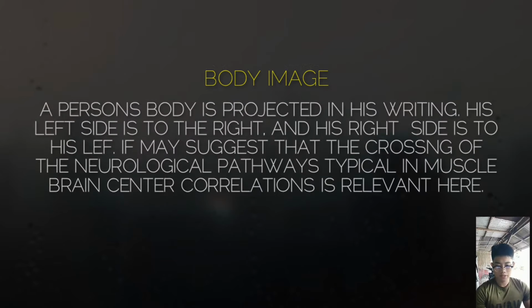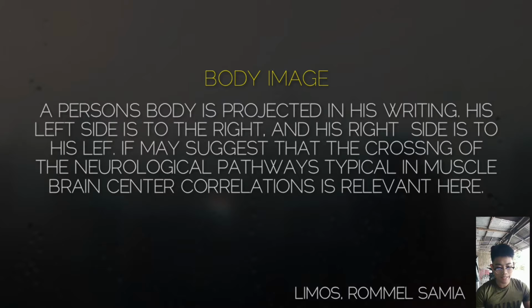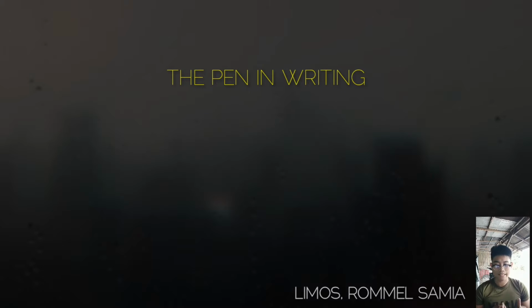A person's body is projected in his writing. His left side is the right, and his right side is the left. It may suggest that the crossing of the neurological pathway is typically in muscles, brain, center, correlational relevant here. So yun, sabi dito, ang katawan ng isang tao, yun ang ginagamit natin sa pagsulat. Then, meron tayong neurological pathways na siya yung nag-uutos sa brain natin para mag-execute yung katawan natin upang magsulat.